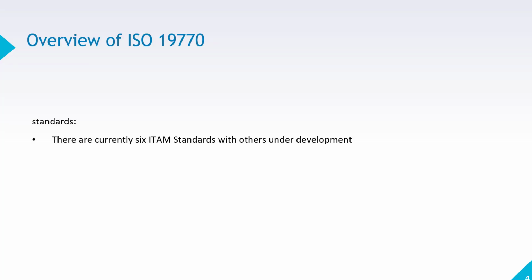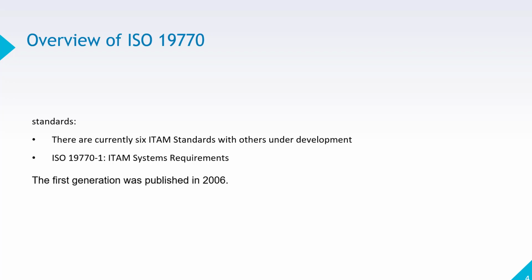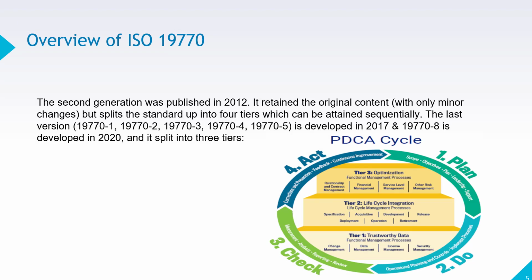Standards. There are currently 6 ITAM standards with others under development. The first one is ISO 19770-1, ITAM Systems Requirements. The first generation was published in 2006. The second generation was published in 2012. It retained the original content with only minor changes, but splits the standard up into 4 tiers which can be attained sequentially.